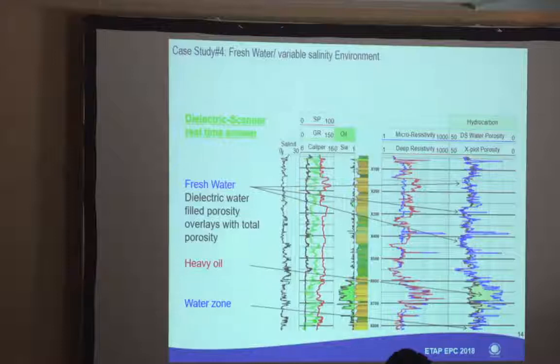Yeah, we could not put all the examples in the presentation, but there were a lot of comparisons between core measurements, and that's how the validation of the data from the technology has been made, with comparison with the core measurements actually.